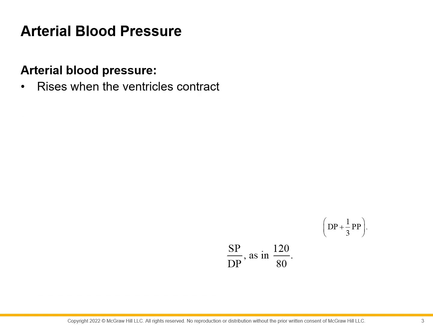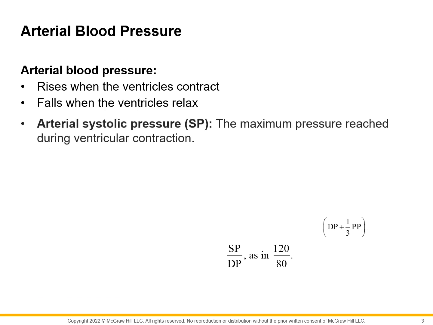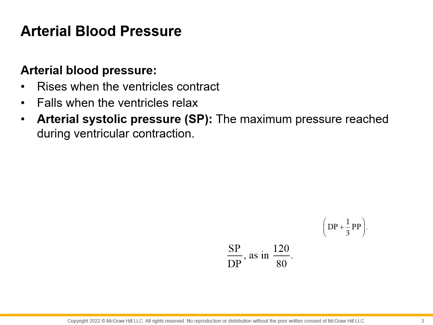So, arterial blood pressure rises when the ventricle contracts because this pressure comes from the ventricles. The arterial blood pressure in general comes from the pressure of the ventricles. Okay, so whenever the ventricular pressure rises, the arterial pressure rises, and whenever it falls, it will also fall in the arteries.